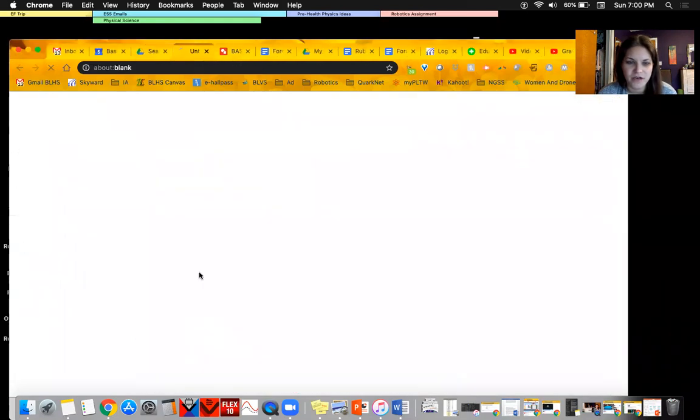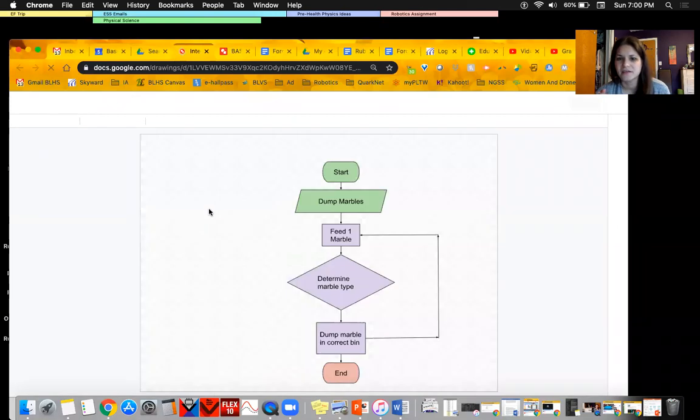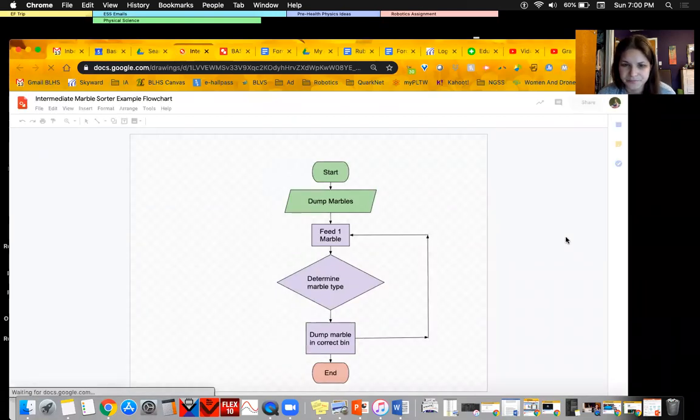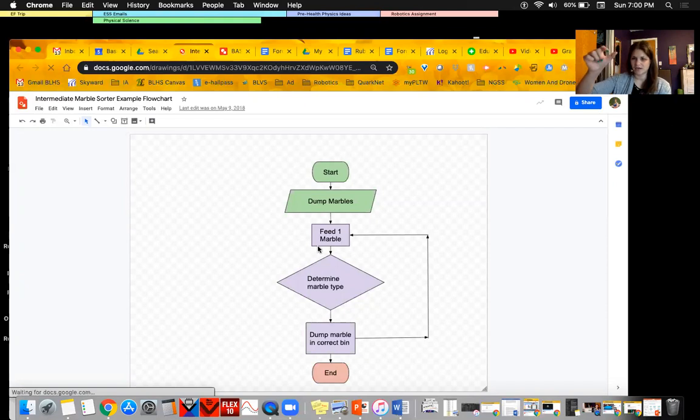Then if we start increasing the complexity of this, our input would be to dump the marbles, and then the action, we would want to slow down and just feed one marble at a time. And then you determine your marble type, and then you would put that into the correct bin. And then you would do that again and again and again.